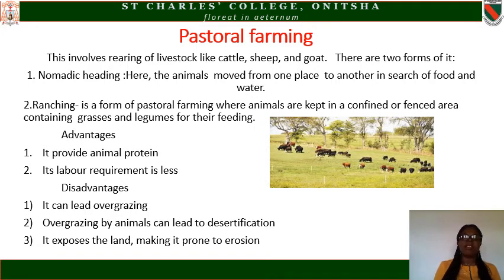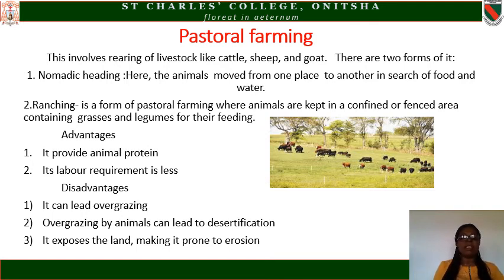Now, the advantages of this pastoral farming is that they provide animal protein. All the meats we used to eat, they come from them. Then, to keep animals require lesser labor. The labor requirement here is less, because you just need the people that will be taking care of the animal, giving them food, water, and no more.